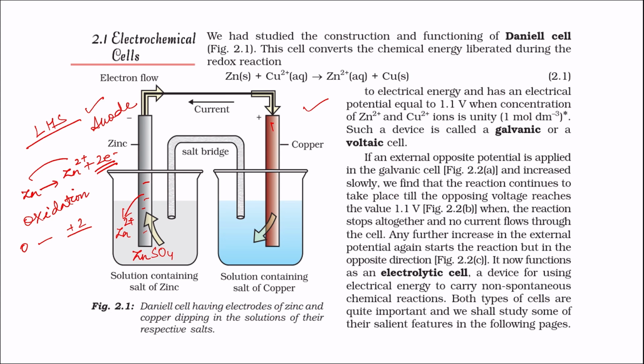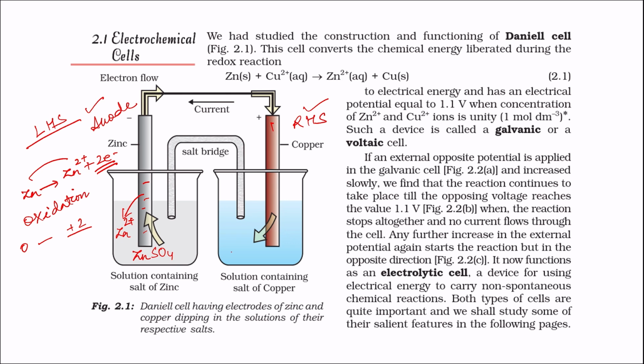So this left hand side part is known as oxidation half cell. The two parts are known as half cell. Oxidation is taking place on the left hand side, so this cell is known as oxidation half cell. Similarly, on the right hand side, what is happening on the right hand side?